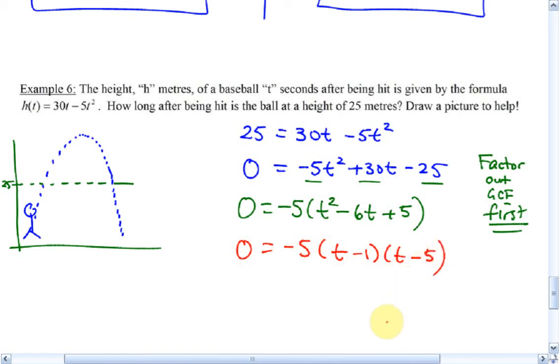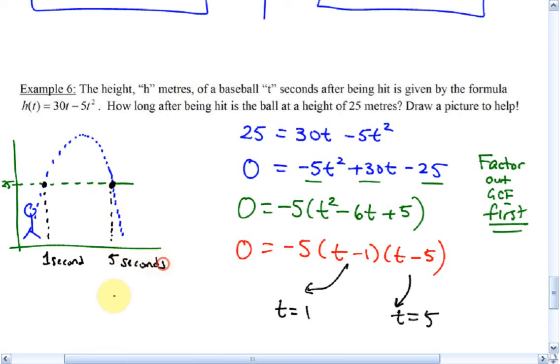Yes or no? Yeah, that's it. So therefore, I have here t equals 1 and t equals 5. So how long after being hit? Well, I guess this point here must be 1 second. And of course, it goes up in the air, and it comes back down. So at this point in time, how many seconds is it? 5 seconds.